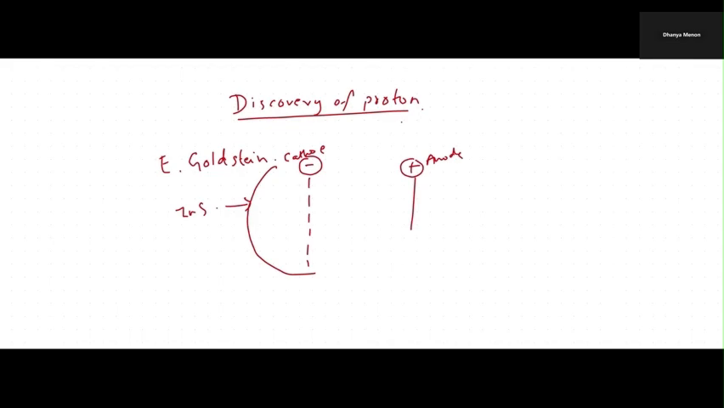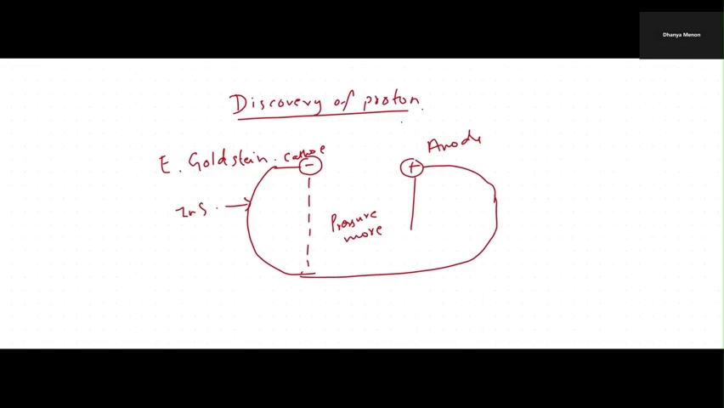And the pressure of the discharge tube was not very low as before. It was around 10 raised to minus 1 millimeter of Hg. So that means the pressure was a bit more than the previous experiment. This is the discharge tube. This is the anode.